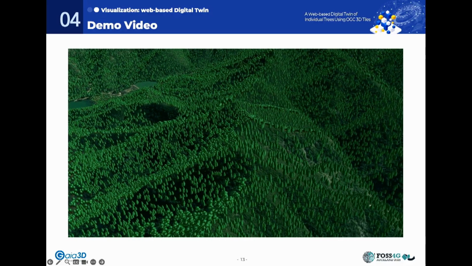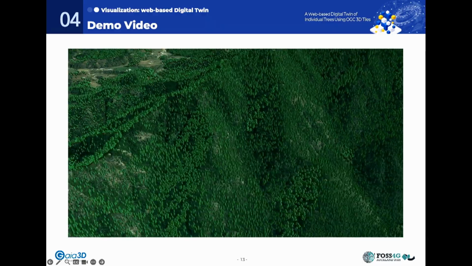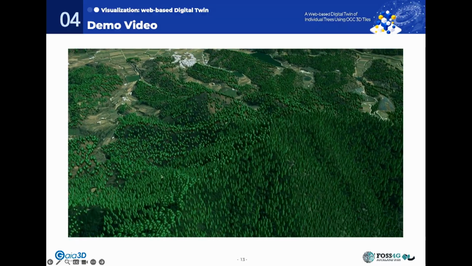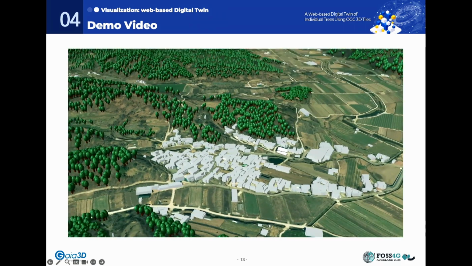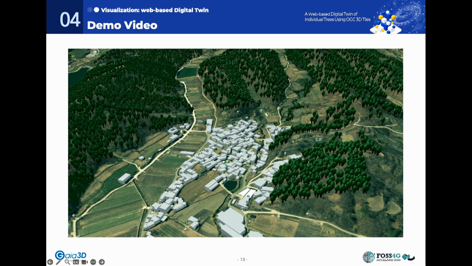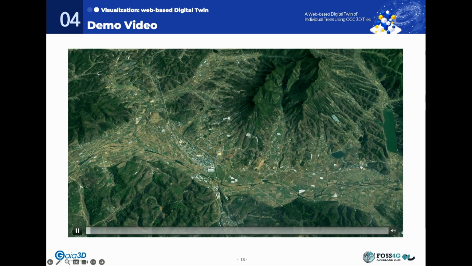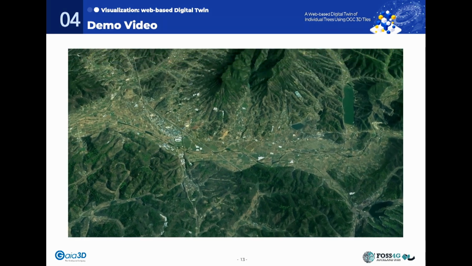Now you can see thousands of trees, but it's still smooth, no delay, no freezing. This is running in a normal web browser. As we move around, trees load and unload by themselves. The speed stays good. This shows millions of trees in real time, all in a web browser. No special program needed.